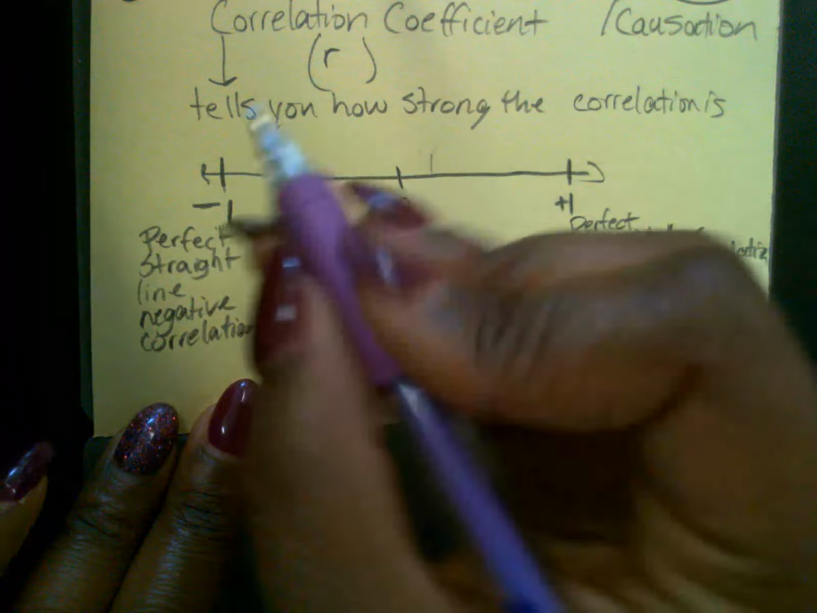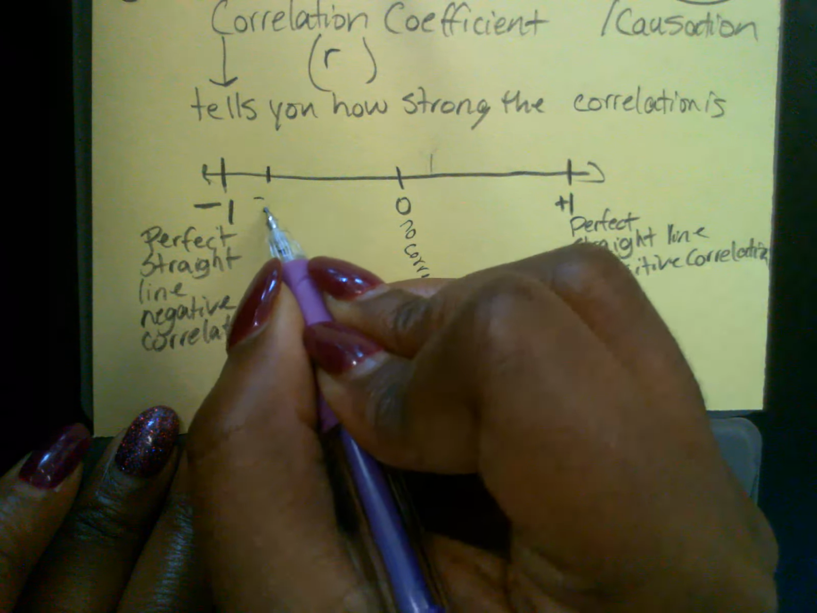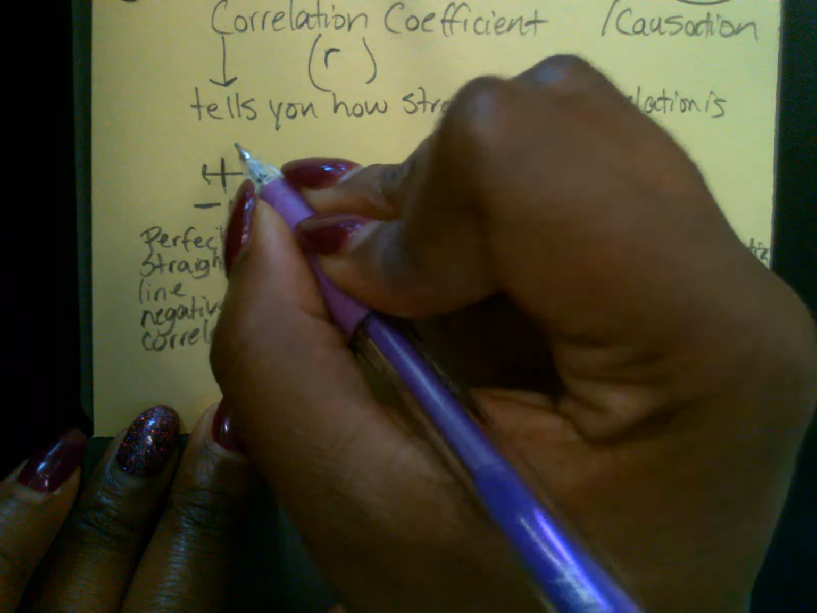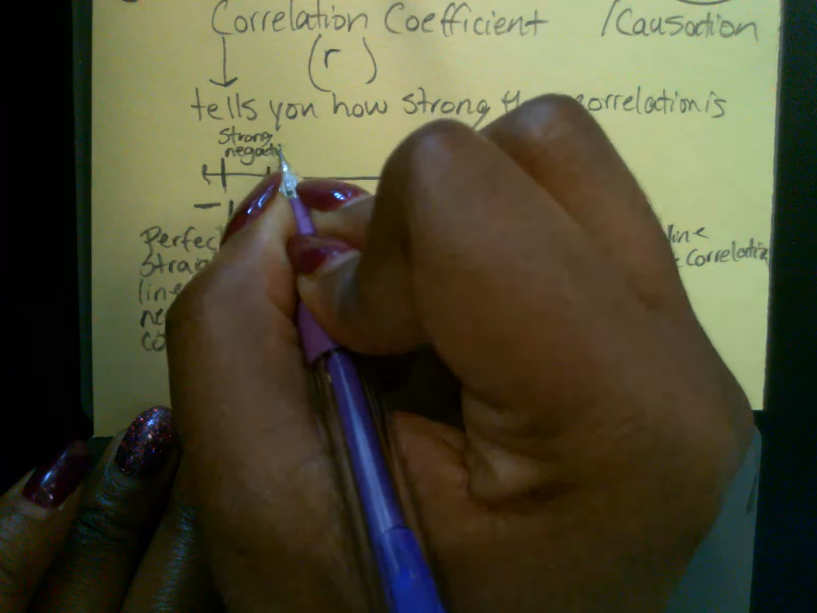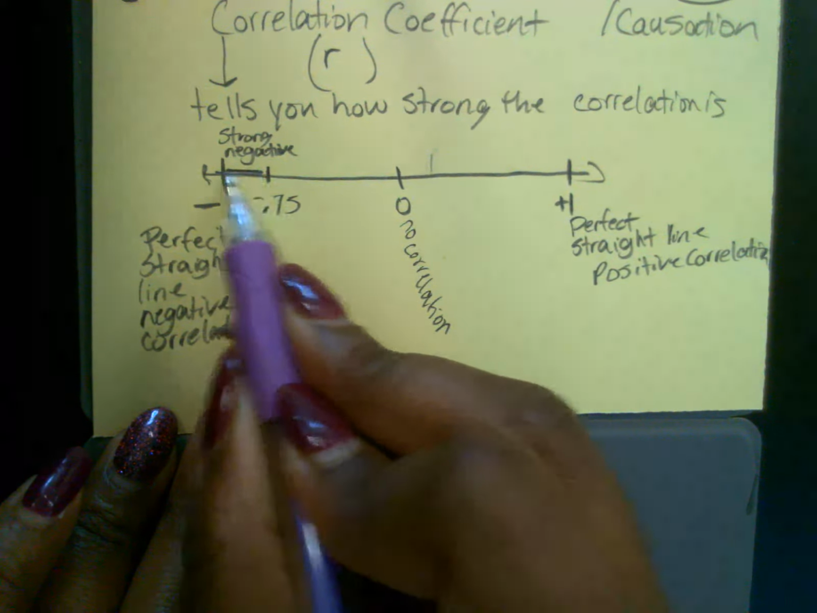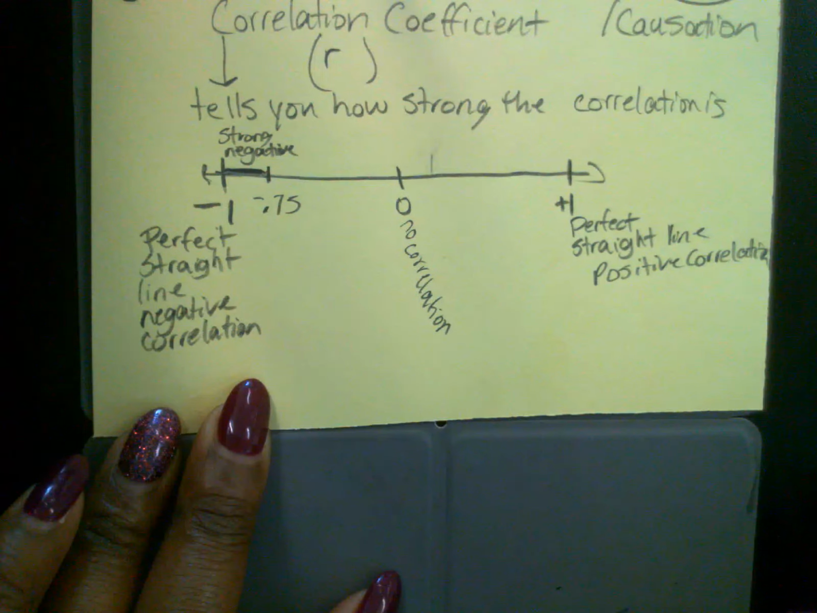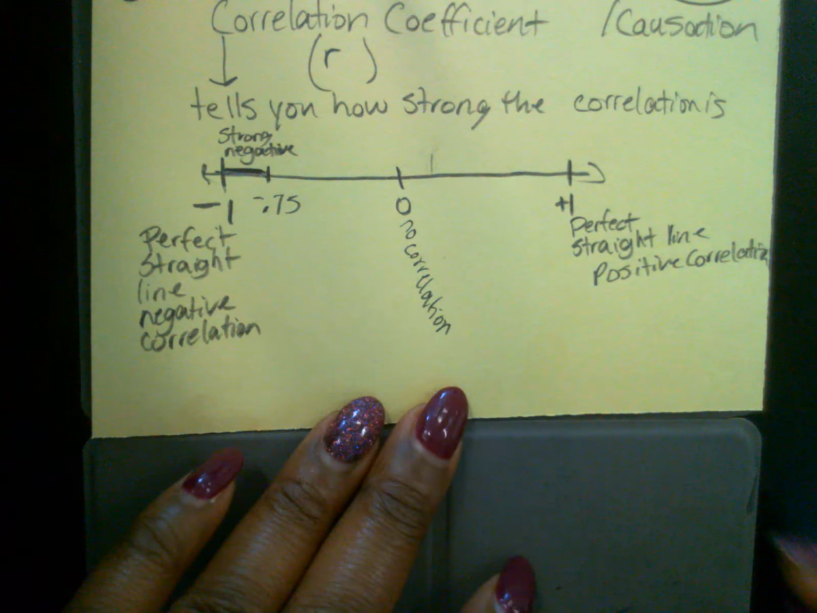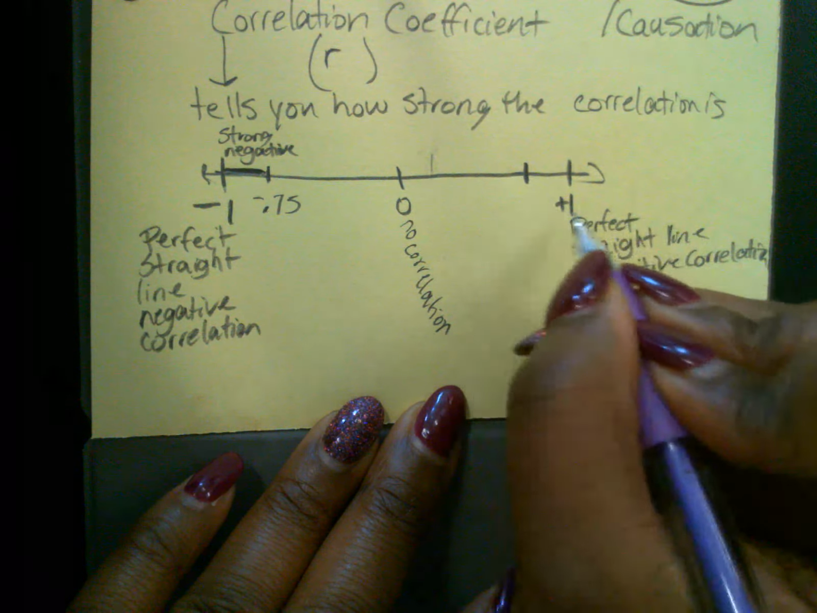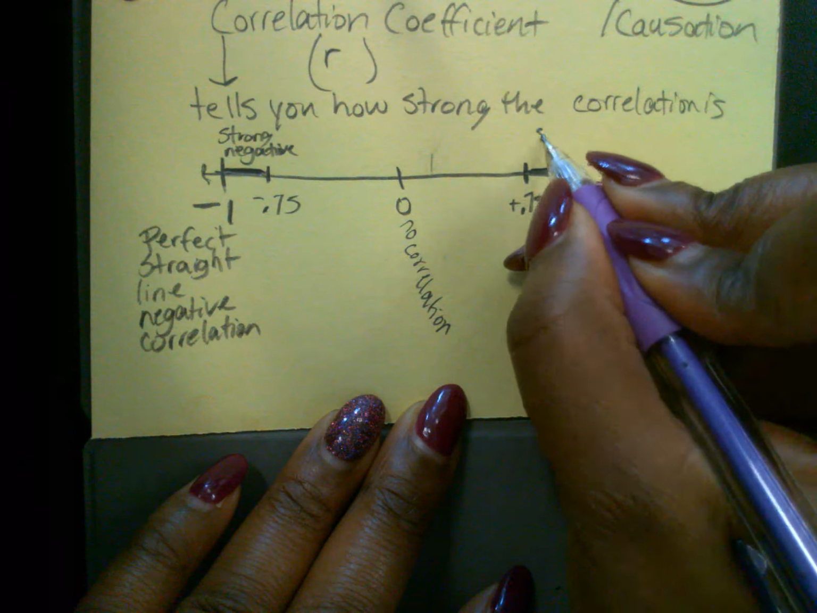All right, so let's start on this end. If from -1 in between, somewhere between these two numbers, a -0.75, this is strong right in here. Between here and here is a strong negative correlation. So if your R is a -0.8, -0.9, negative point somewhere in there, that's strong. Very, very strong. On the opposite side, if it's from positive 0.75 to 1, somewhere in here, this is a strong positive correlation.